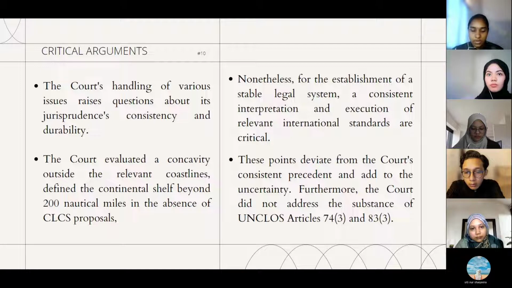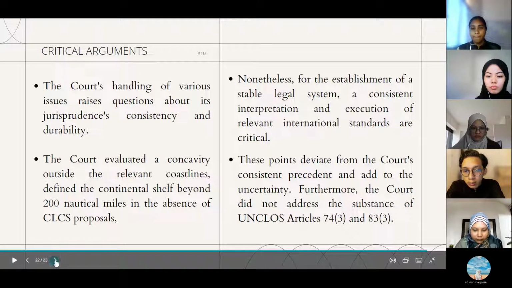Furthermore, the court did not address the substance of UNCLOS Article 74, paragraph 3 and Article 83, paragraph 3. I'll pass to the next presenter. Thank you.